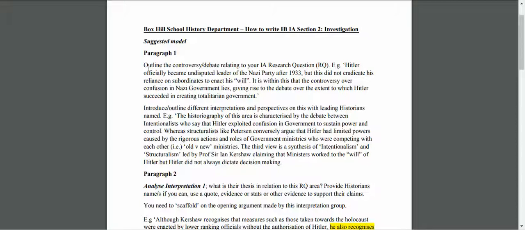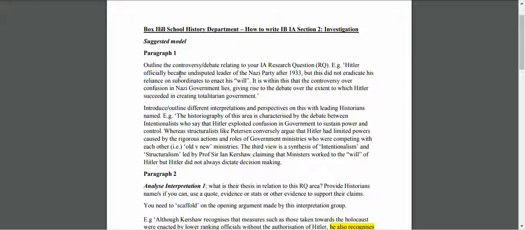So what's going to be in the first paragraph? My suggestion is that you start off by introducing your question. And what do I mean by that? Outlining the controversy or debate relating to your IA research question. So for example, Hitler officially became undisputed leader of the Nazi Party after 1933, but this did not eradicate his reliance on his subordinates and their ability to enact his will.